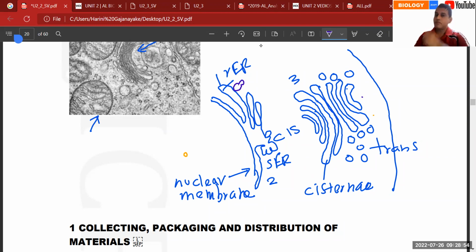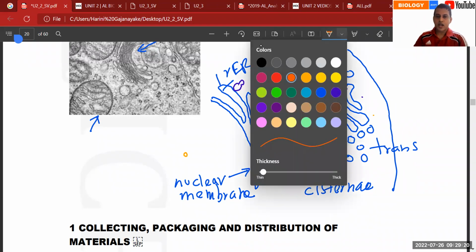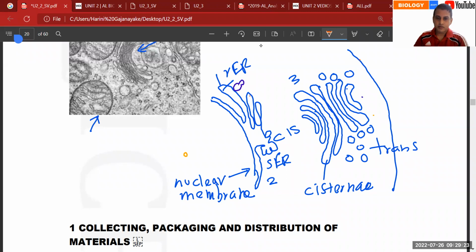So after synthesizing of the protein in the ribosome, the first structure of the protein is called the primary structure. Remember, when you learn protein, the collection of amino acids is the primary structure. This primary structure now moves to the RER, right? Let's say this one is the chain of amino acids. Now it's moving to the RER.